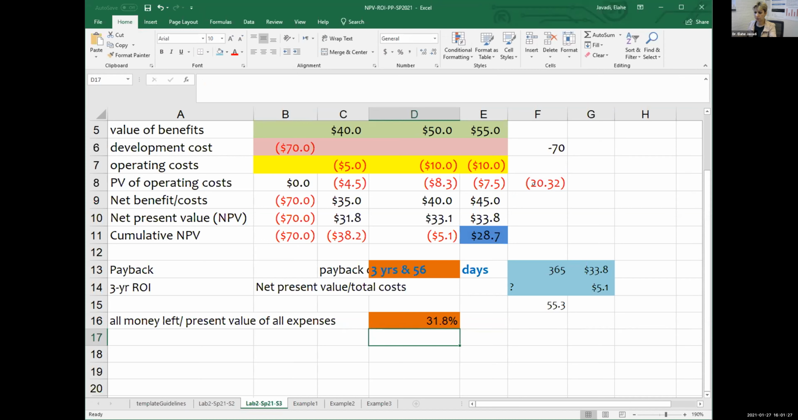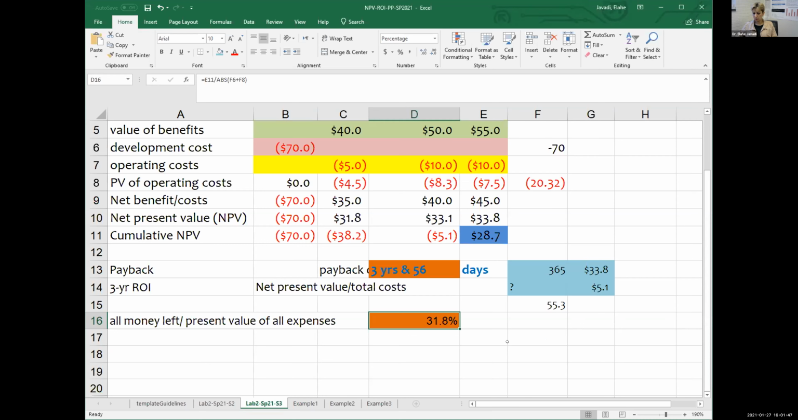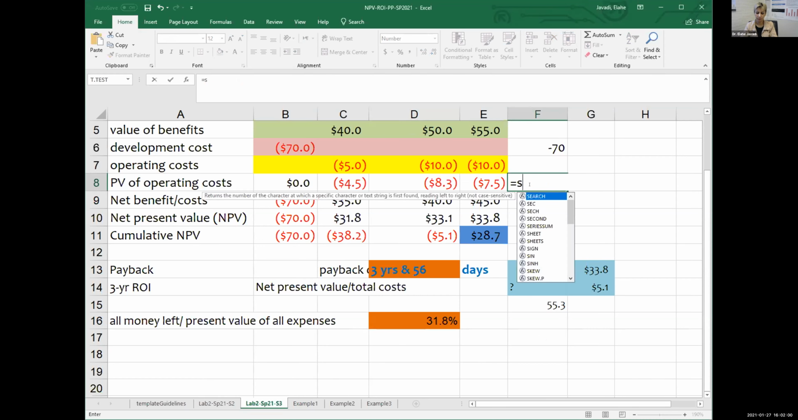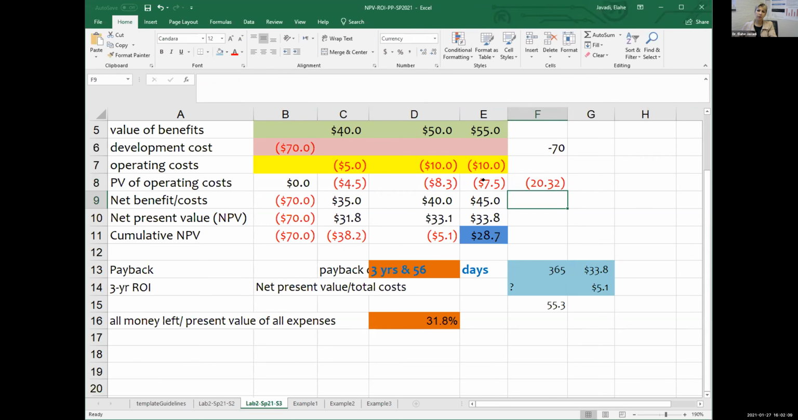Do you have it now? Yeah, except mine's not in percentage form. Right click, format cells, pick percentage, one decimal point is my choice. You can make your own choice. How did you get F8? F8 is a sum. Let me do that again. Equals sign, sum of all these numbers. Select the whole row. Does that work now? Yeah, thank you. You're welcome.